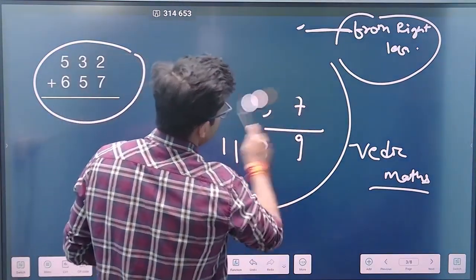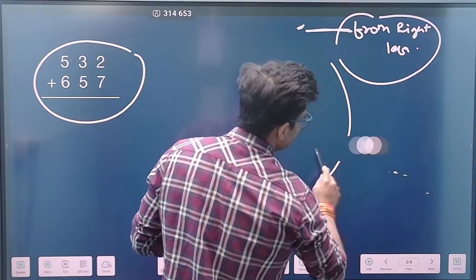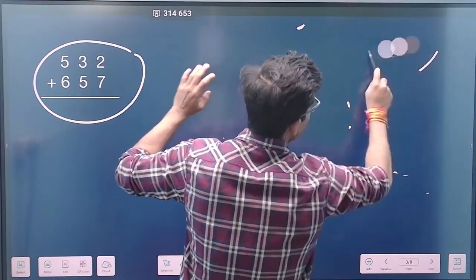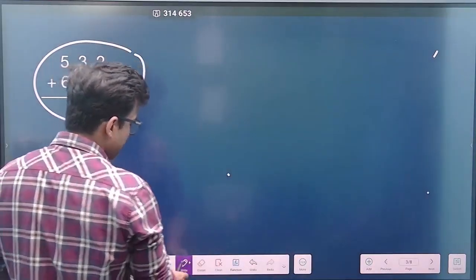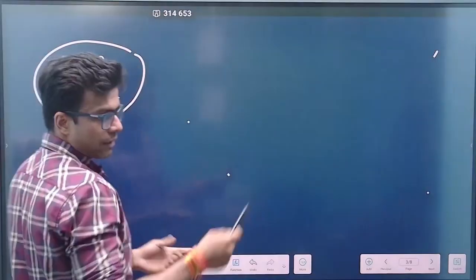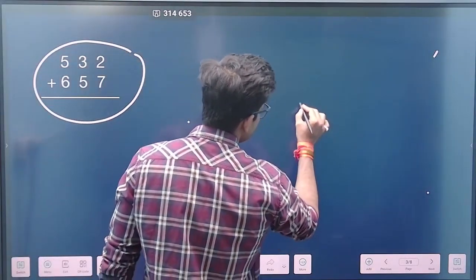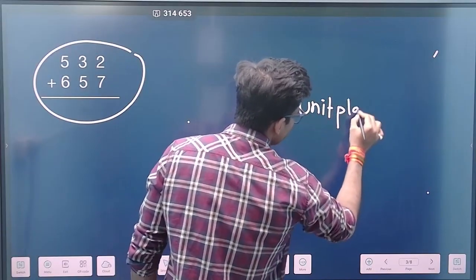Now let me give you the theory part of it, why this is very useful. See, I used to follow this method only because these things helped me a lot while clearing many examinations, and I think this will help you as well. So first of all, guys, you should understand the place value. First, you know there is a unit place, correct? I think everybody knows the unit place.